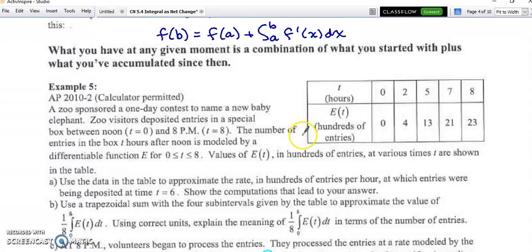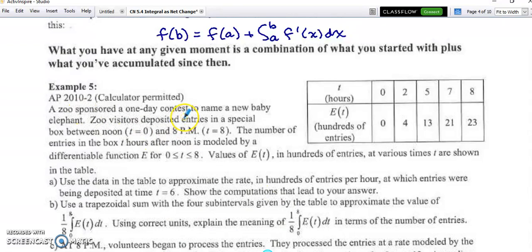Notice that while in example 4 we were given a graphical representation, where you were given a graph and answered questions from it, here in example 5 you're given the numeric representation. We're given a table of values, and we're going to use the table to help us answer the questions. Let's read through the question and see what they're asking.